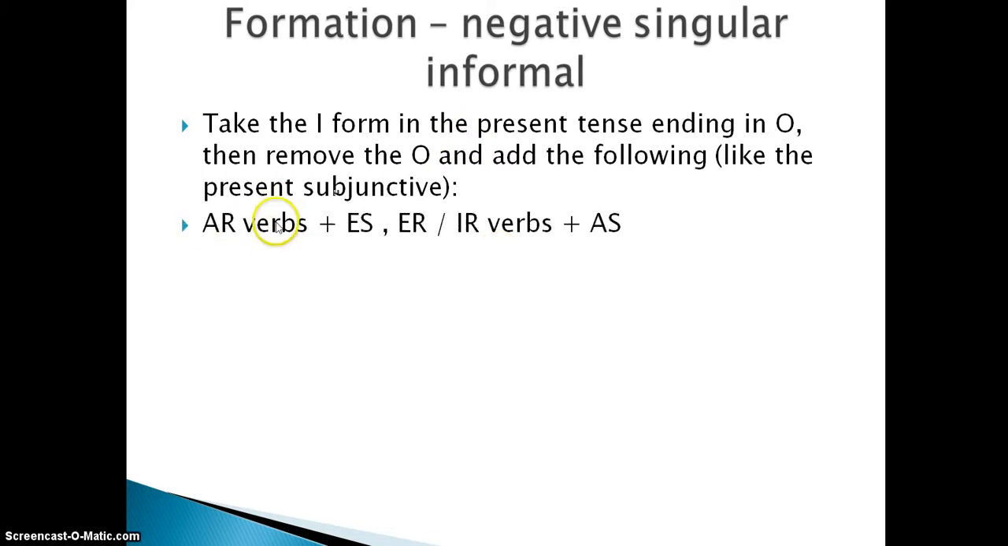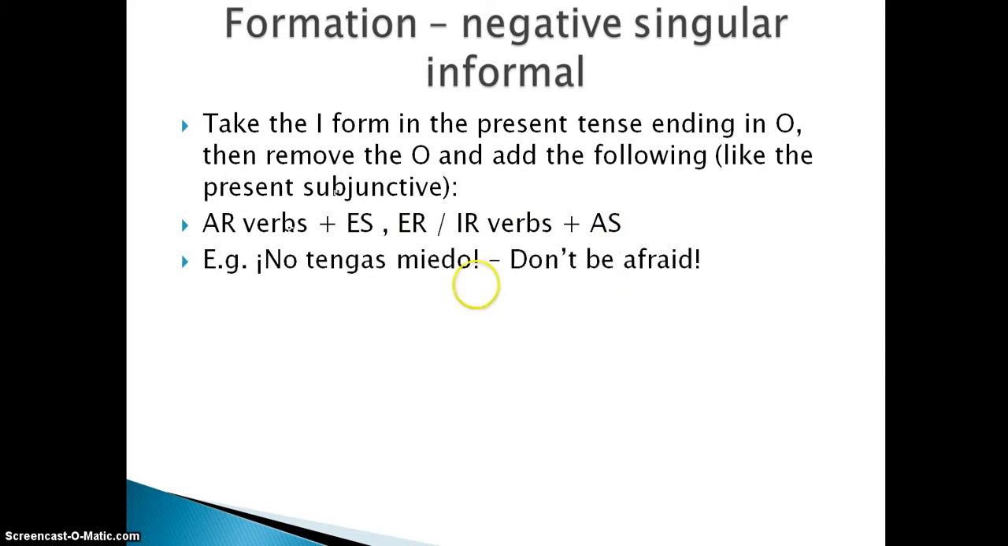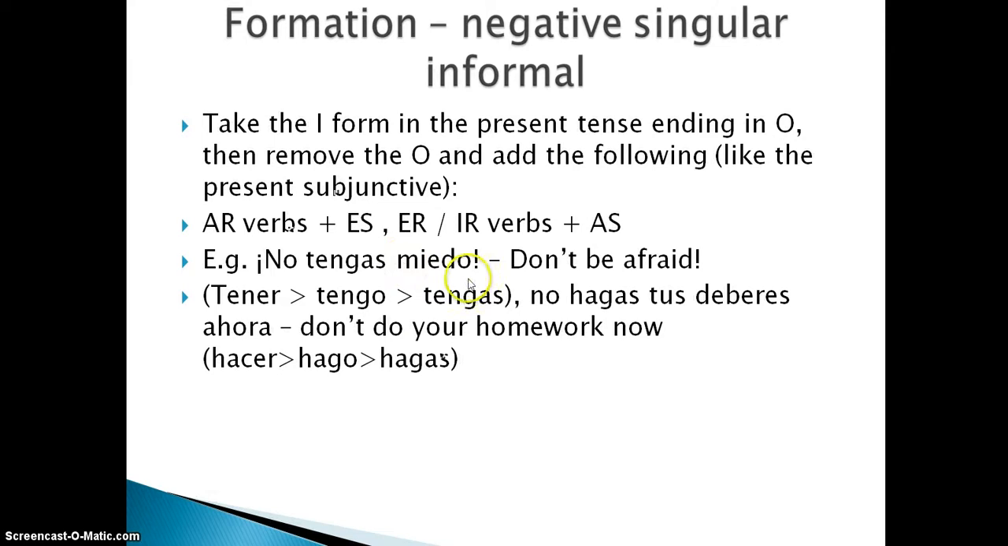So if it's an AR verb, we take the AR off, and we add the ES, which in the subjunctive is the you singular form. ER and IR, take ER and IR off and add AS, which again is the you singular form. So let's have a look at this one. So no tengas miedo, don't be afraid.